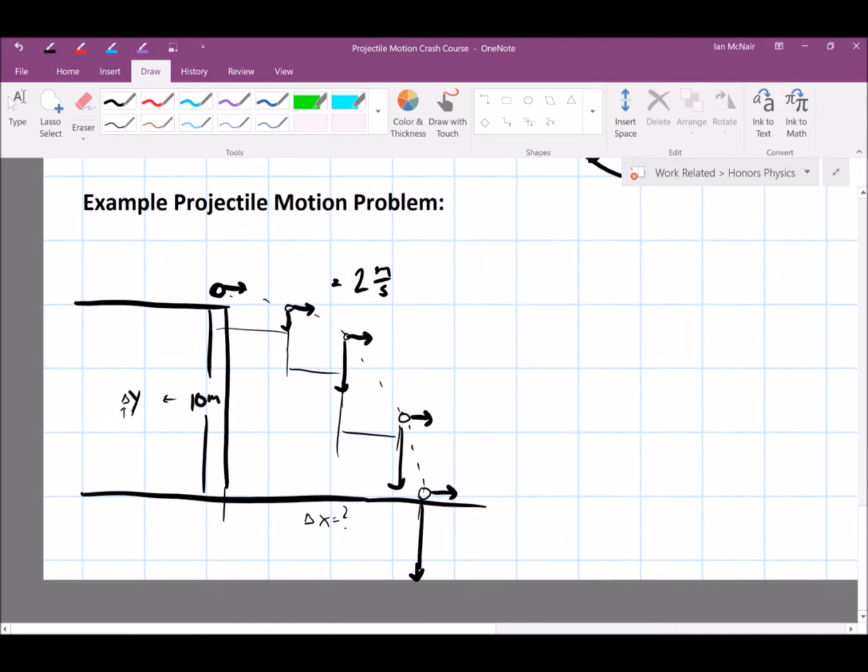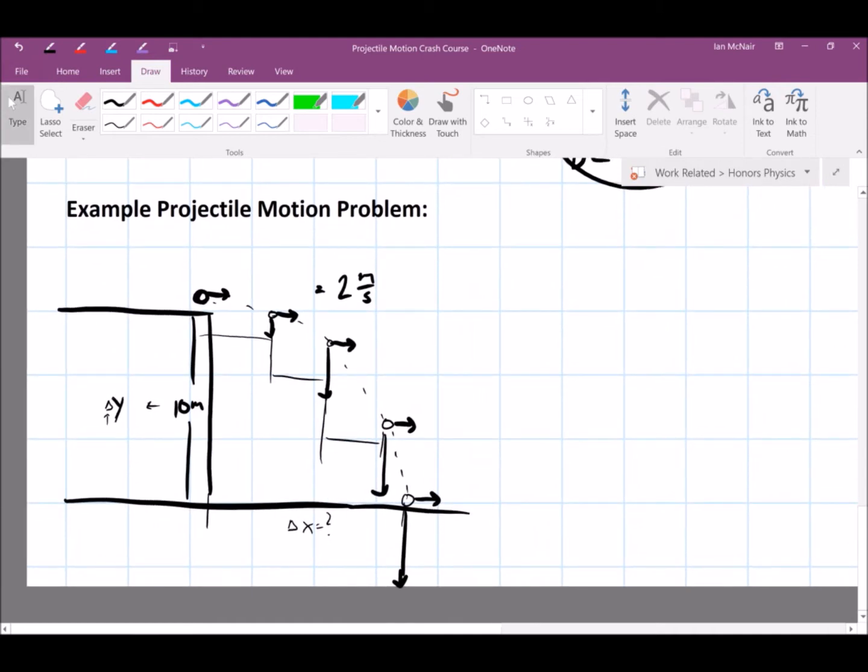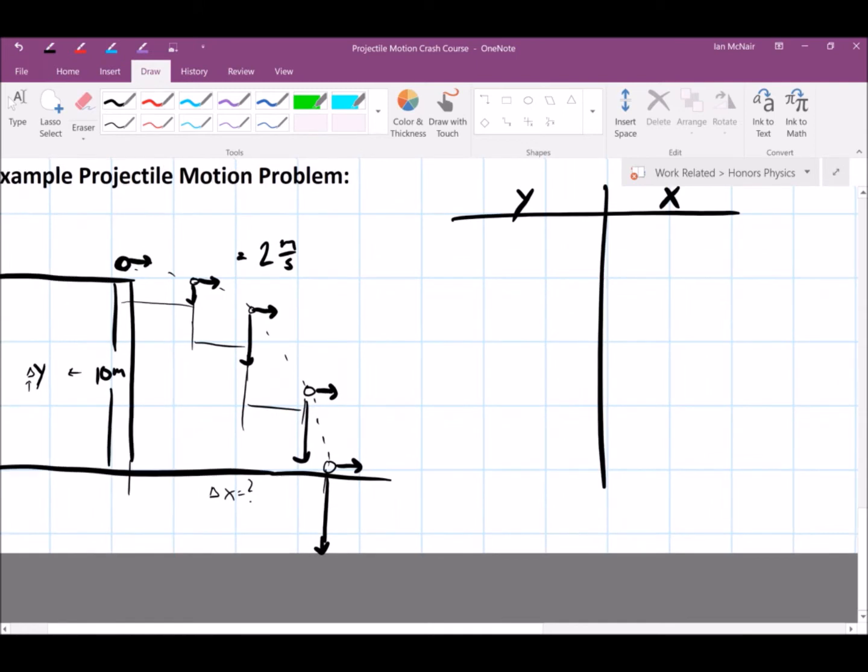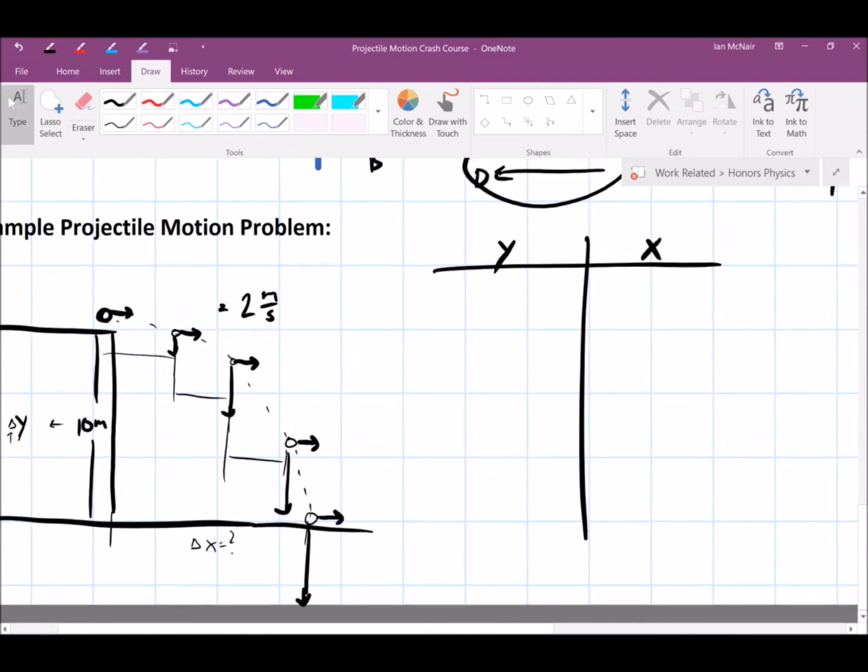So something we're going to want to do is break up our horizontal and our vertical vectors. So I'm going to make 2 columns. This is going to be our vertical stuff, y, and our horizontal stuff, x. I'm going to write down every single variable you can have in the y direction, every single variable you can have in the x direction, and you're going to see a couple patterns.